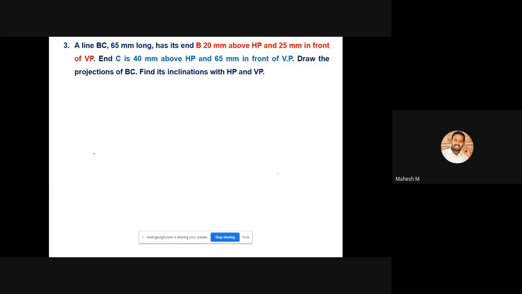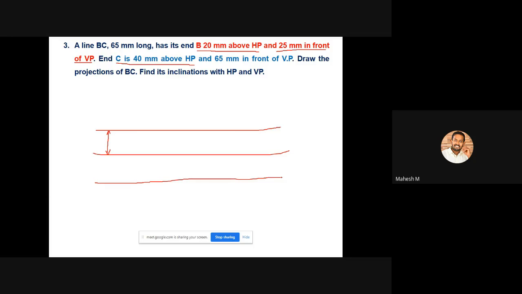So you have to create a reference line. You can name it as X and Y, and also you have to mention the plane names. Okay, so after that you can use these dimensions. Point B is available here, right? So point B is 20 mm above HP and 25 mm in front of VP. So you can create a horizontal line with a dimension of 20 mm. And also you have to create another horizontal line. So the dimension will be 25 mm because it is 25 mm in front of VP.